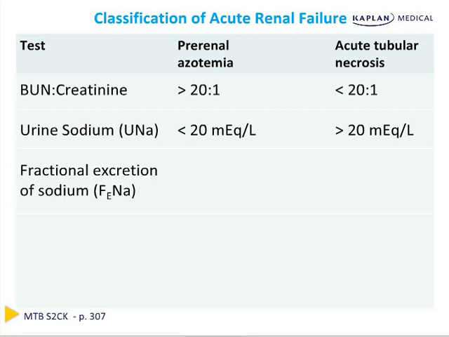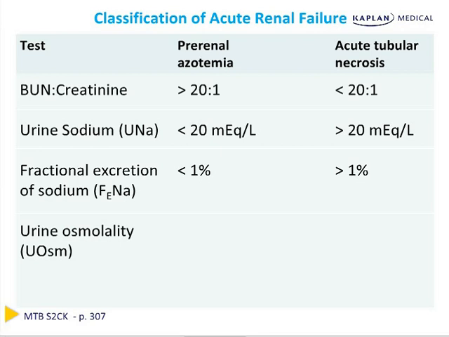For the fractional excretion of sodium, and remember you don't have to memorize this formula, just the cutoff values. For prerenal azotemia, the FeNa is less than 1%. And for acute tubular necrosis, the FeNa is greater than 1%.